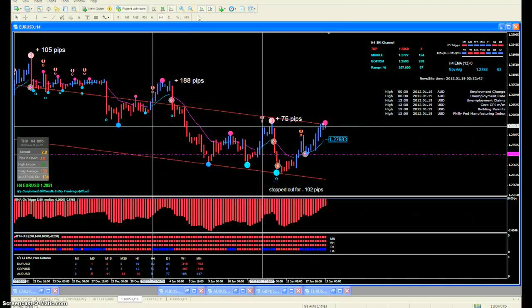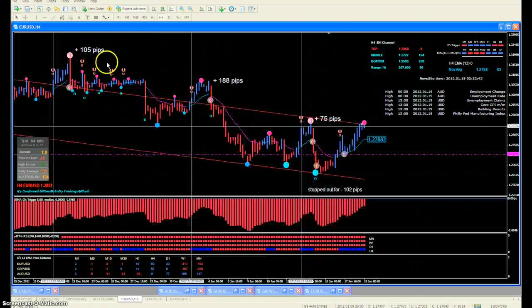Okay, this is the 4 hour euro dollar. As I mentioned, there have been multiple short opportunities. These are just some of the performances of these trades. The actual entries are where you see these pink arrows. We had one there, we had one here, we had one here. These were all successful, profitable trades.